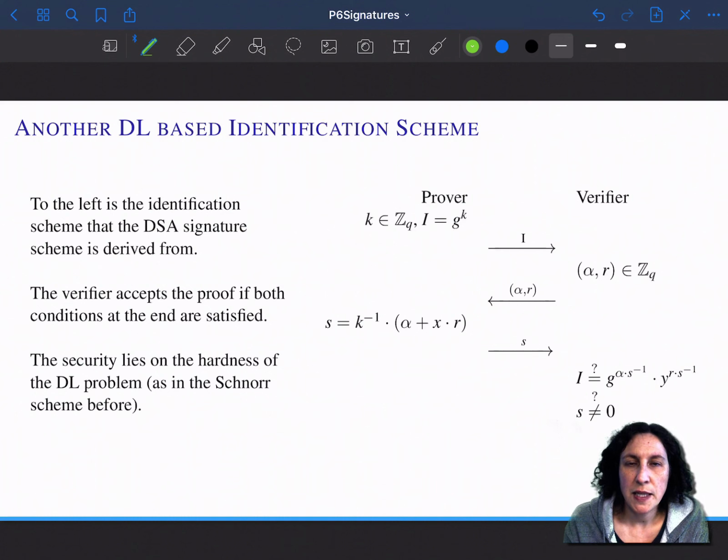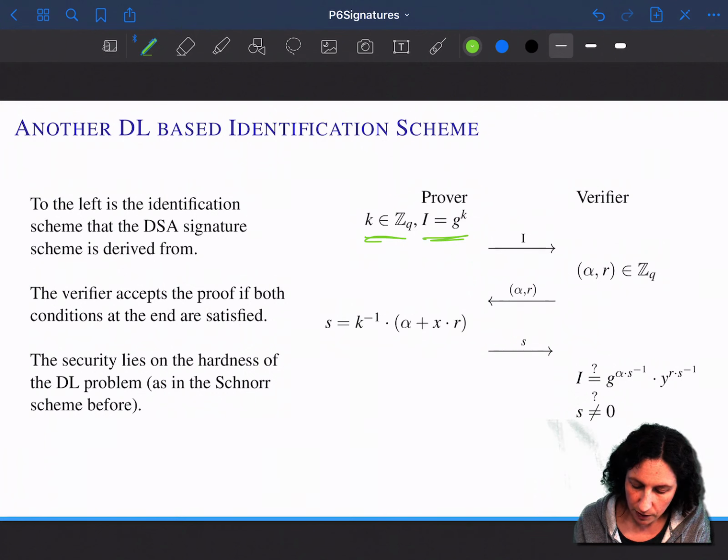So DSA is then based on another discrete logarithm-based identification scheme. And as before, I've written it down so you can see how to get from the identification protocol to the signature scheme. So it's really, really similar. Like in the Schnorr scheme, we choose initially a random k in Z_q, and then we compute our initial commitment I equals g to the k. All of the operations here are again done modulo q, so I use sloppy notation.